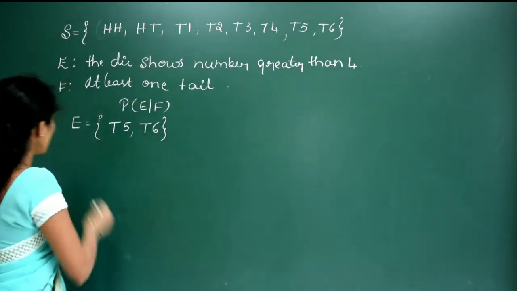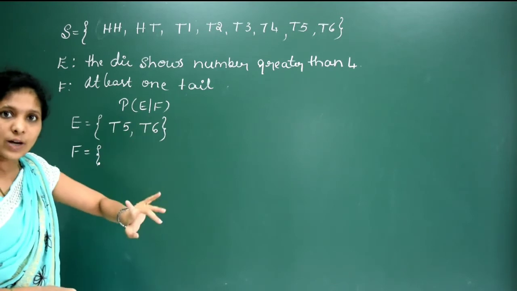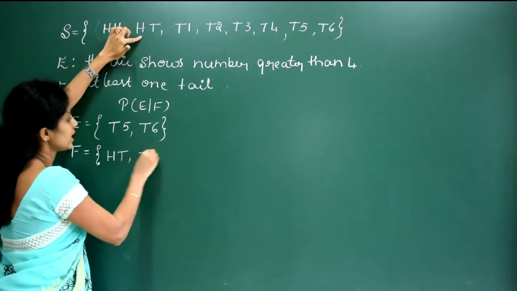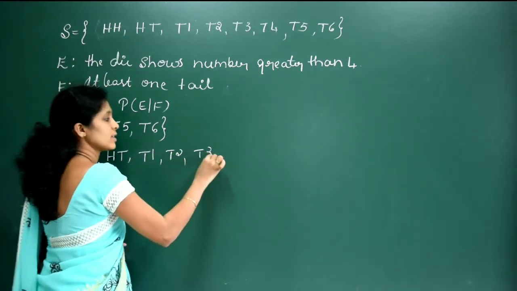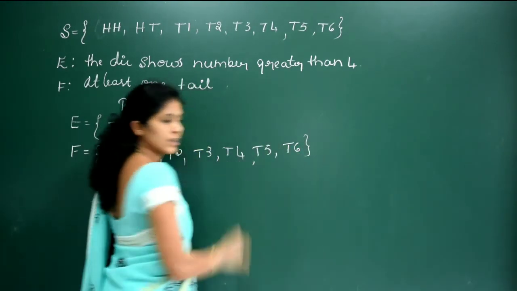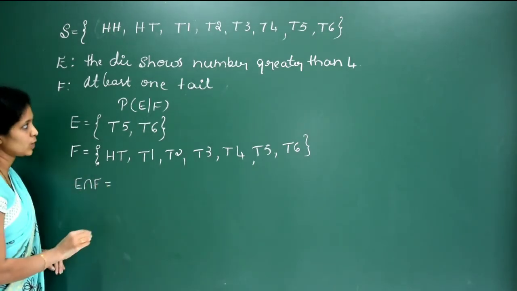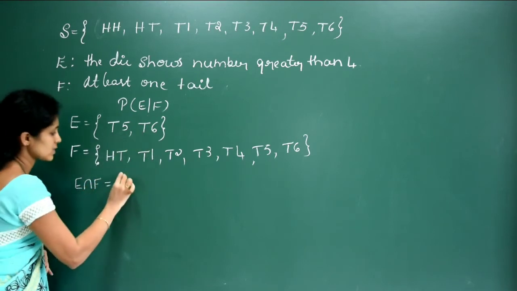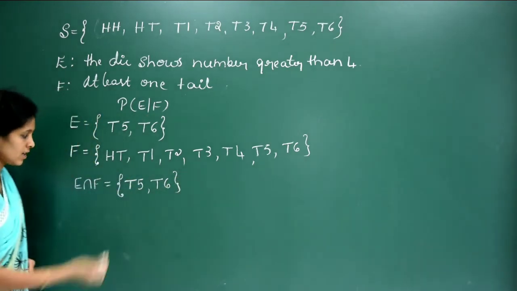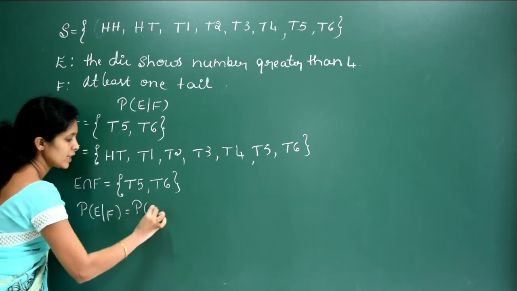Now event F is equal to at least one tail or more than that. At least one tail means here HT is possible, right? Then everything is possible, T1, T2, T3, T4, T5, T6. Now, what is the intersection of this? E intersection F will be equal to common elements T5 and T6. So, this is equal to T5, T6.